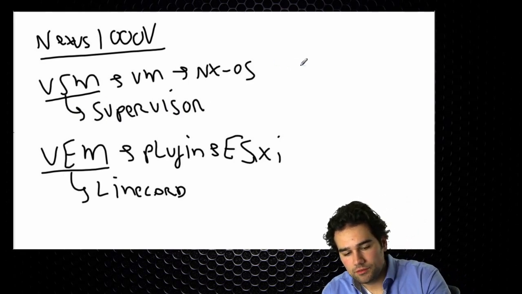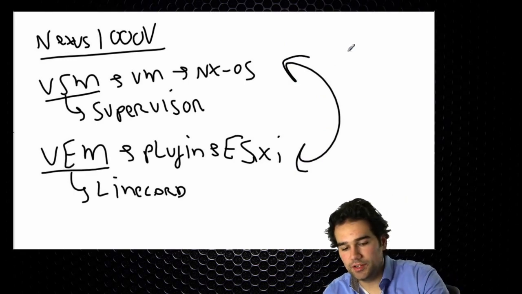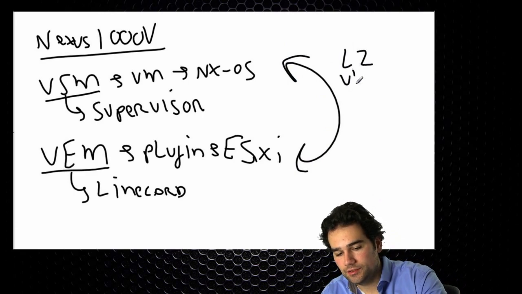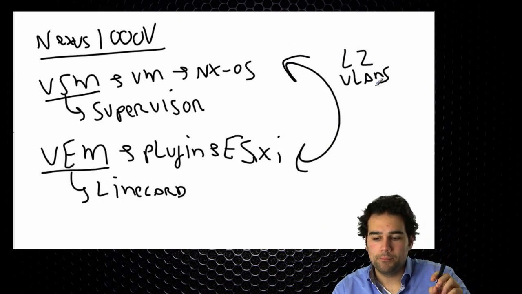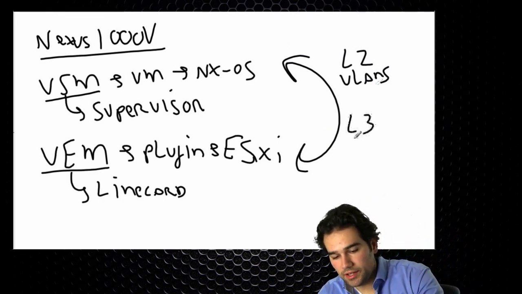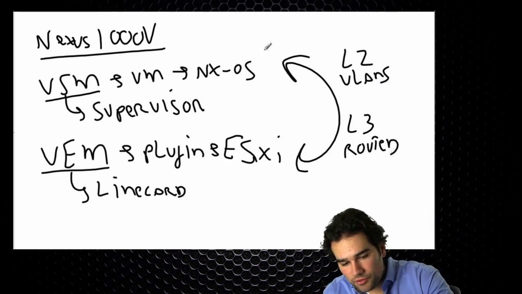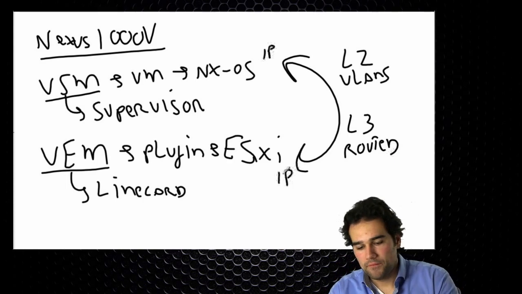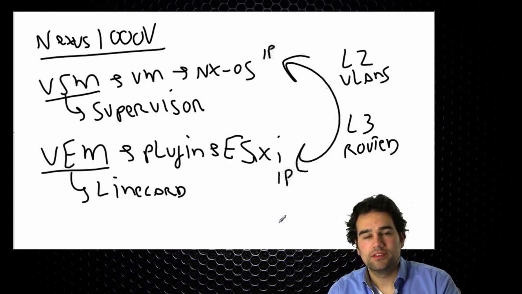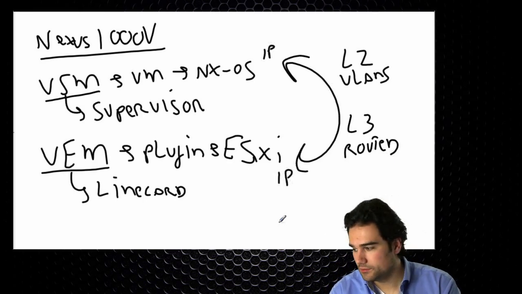The connection between the line card and the supervisor can use 2 technologies. It can use layer 2 VLANs, so just layer 2 connectivity between that VSM and the VEM, or it can use a layer 3 routed connection between that VSM and the VEM. Meaning, I will configure an IP address on the VSM and an IP address on the ESX server. They will start talking to each other and detect each other and negotiate what they need to negotiate with each other.